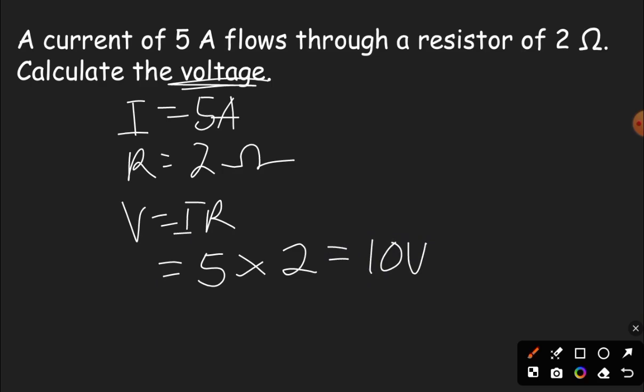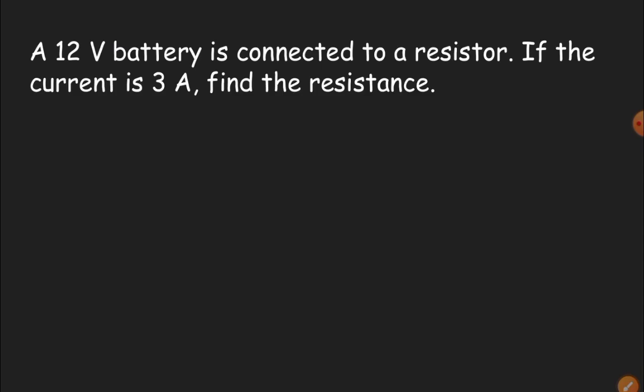The unit for current is ampere. The unit for resistance is ohms. The unit for potential difference is volts. You can pause the video and then try this question.